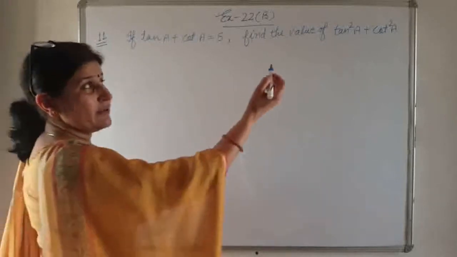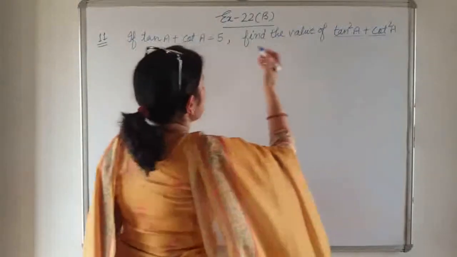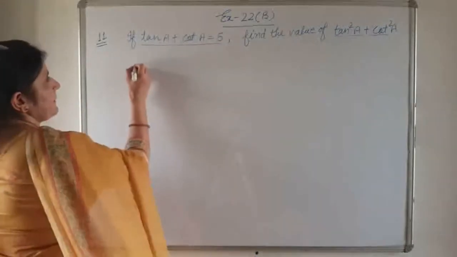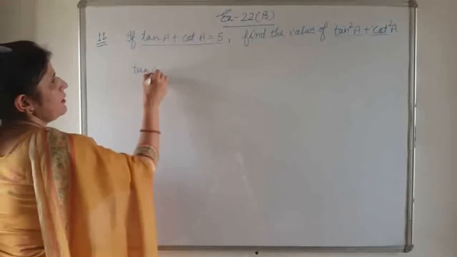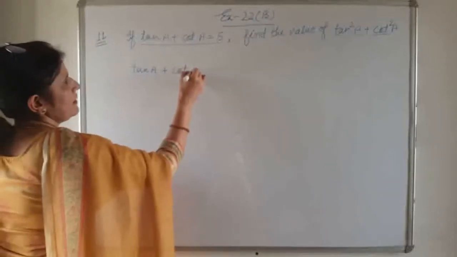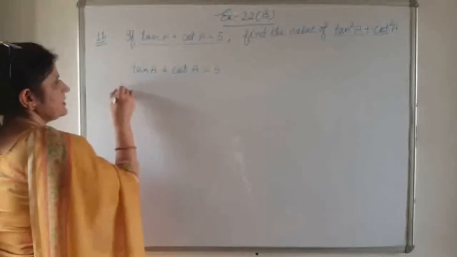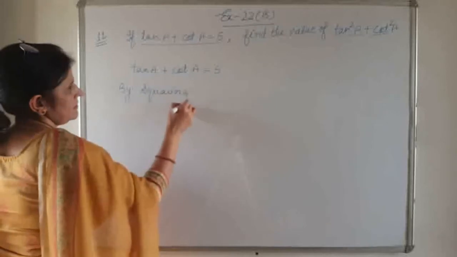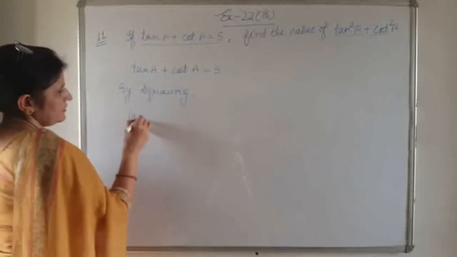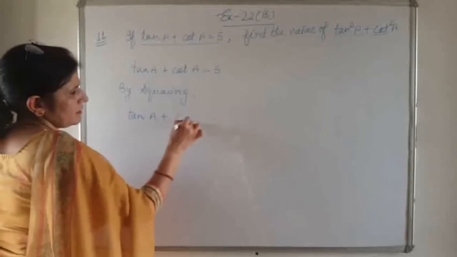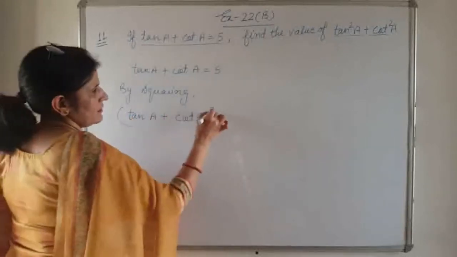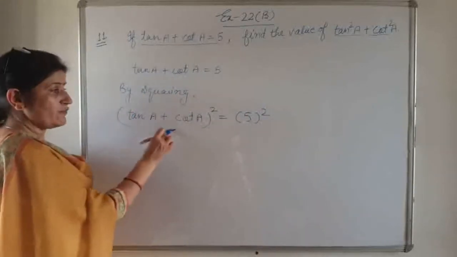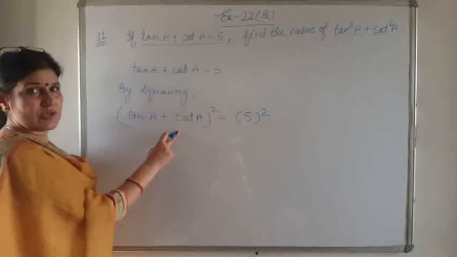See, you have to find the value in squares. So, we will take the given value and do the square. Tan A plus cot A equals 5. By squaring on both the sides, what do we get? We take the square on both sides, and then which property will we follow here? We have to follow the (A plus B) whole square property.